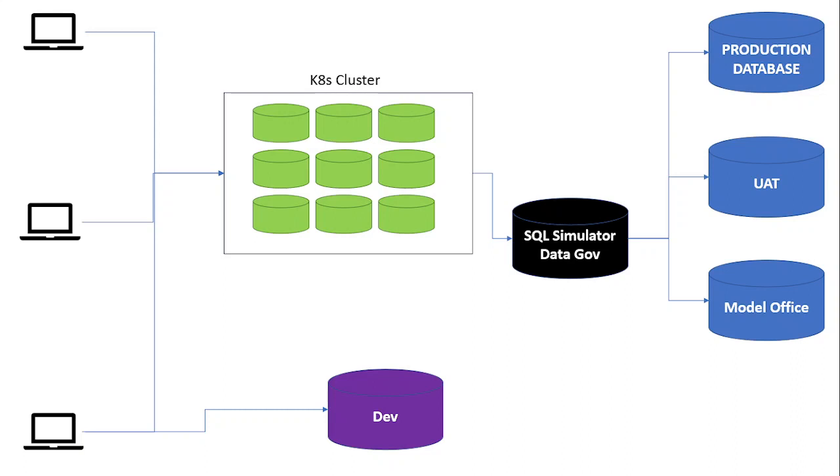The blue databases on the extreme right of the screen have sensitive data in them. The purple database at the bottom has no sensitive data in it. There is a black database, which is what SQL Simulator uses to determine if you can view the data. The users' computers that you see on the extreme left-hand side of the diagram are not able to connect directly to any of the blue databases, which have sensitive data. They are only able to connect to the purple databases directly.